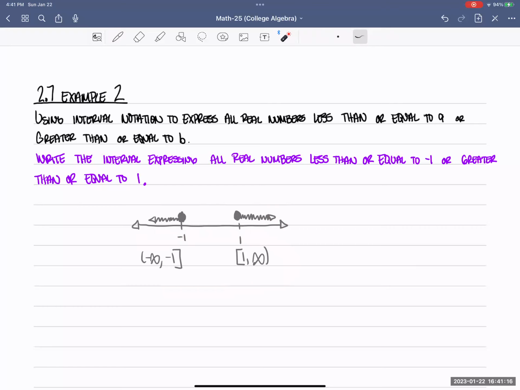And since these two sets are part of our solution set, what we're going to say is that it's either the left part or the right part. And we say that by uniting the two solutions. So we have -infinity, comma, -1, bracket. This is called a union. So union, we're uniting the two sets together. And we're going from 1 to infinity.